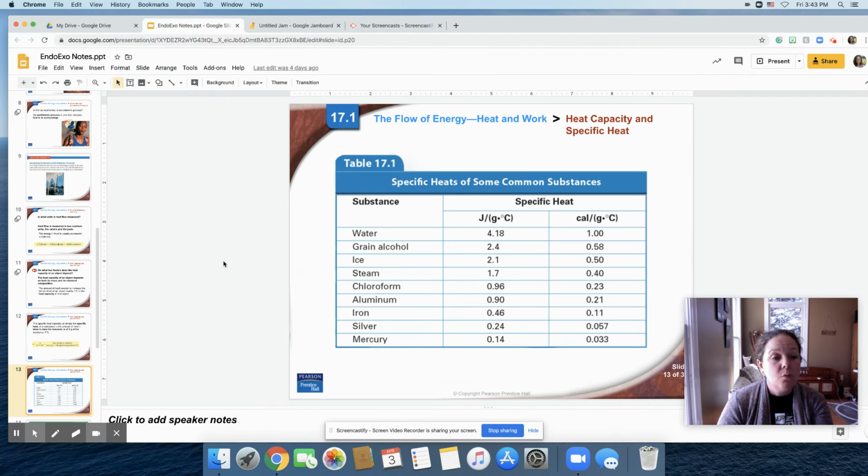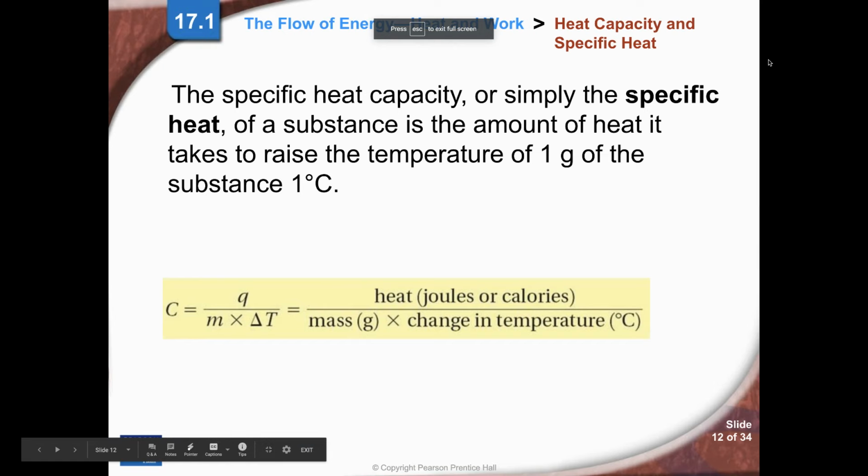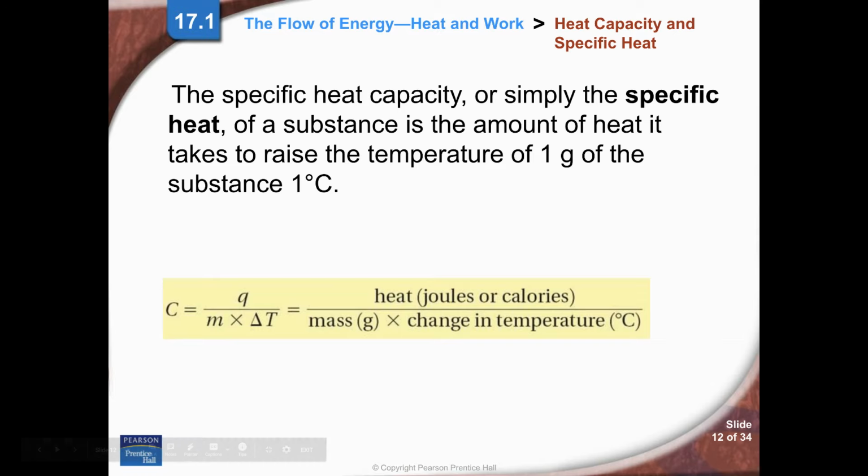All right, I want to go back 1 slide to this right here. So this is the equation that we are going to be using, where we are going to be inserting our math information into heat capacity and specific heat. So I want to talk to you about what the different variables mean in this equation. I already introduced to you that heat is represented by the letter Q right here. So your heat, whether it's in joules or calories, is represented by the letter Q. M stands for mass, and delta T stands for change in temperature.